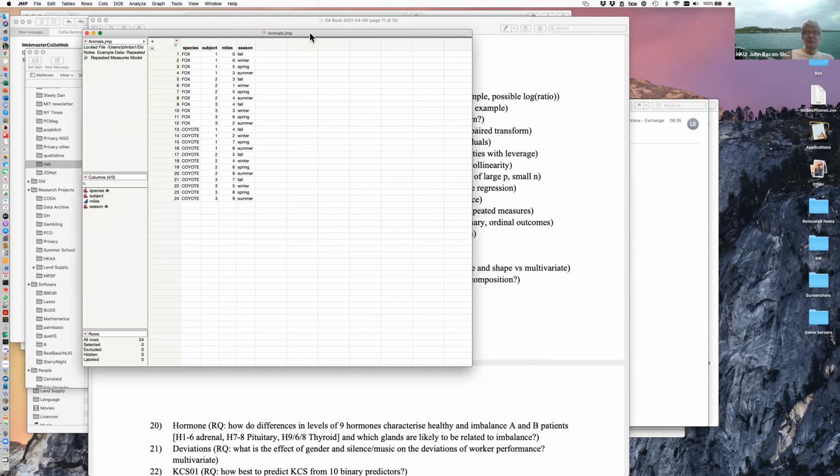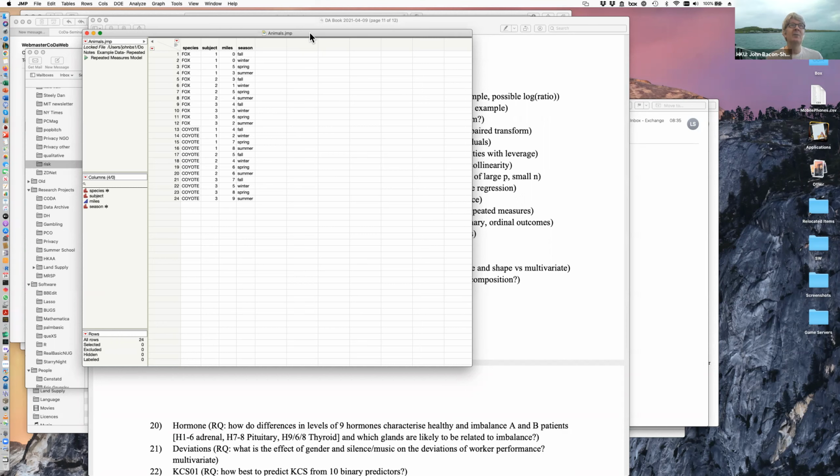Okay, so the animals one is more sophisticated in at least two important ways. First of all, you'll notice that we've basically got two species of animal, right? We've got foxes and coyotes. And within those two species of animals, we have got three subjects. So first of all, the subject number, this is a random animal from that species.